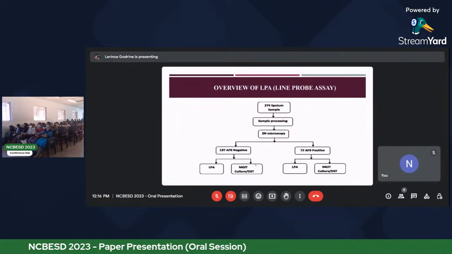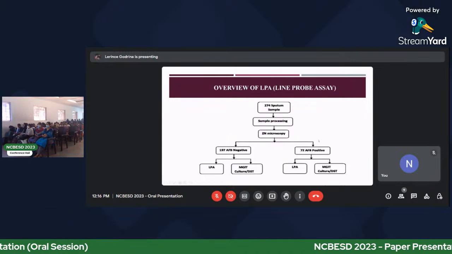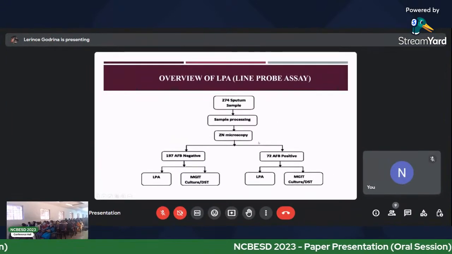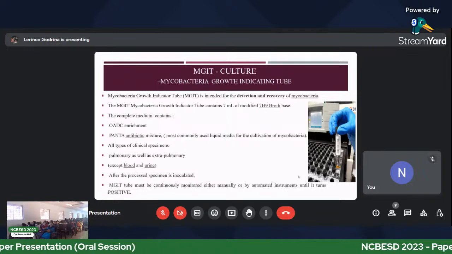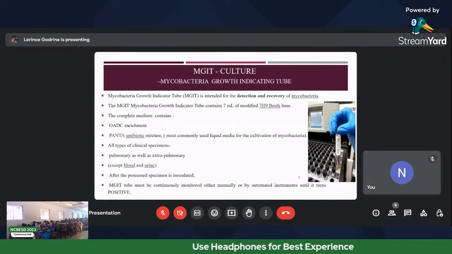Followed by that, I got 72 positive samples, and I took my project to the next step, called MGIT culture. MGIT culture is a system that detects whether or not TB bacteria will grow in the presence of TB drug. MGIT is a mycobacterial growth indicator tube, which detects the mycobacteria.